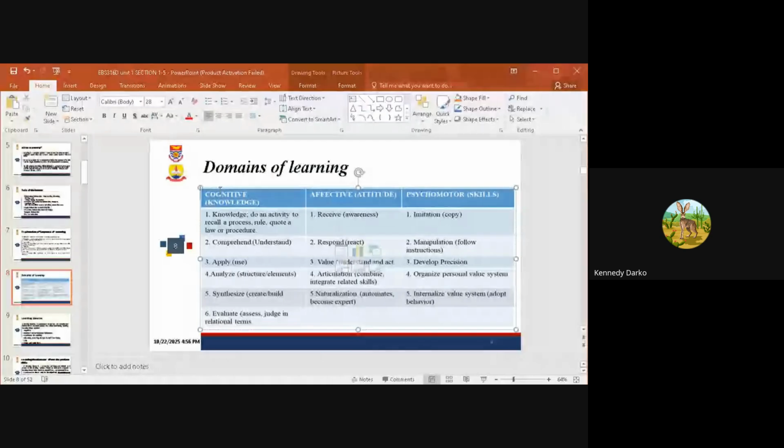Internally, you have to create a certain kind of value system, or you adapt certain behavior. The behaviors are many. Which one are you adapting? Then you go for it. Okay, the last one under the cognitive or the knowledge domain, we say what? Evaluate. You must evaluate certain problems. Then you assess or judge in relational terms.